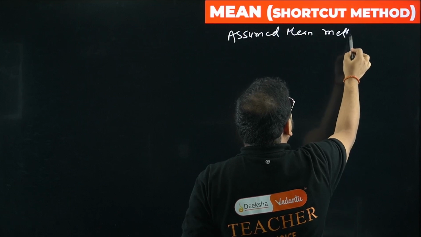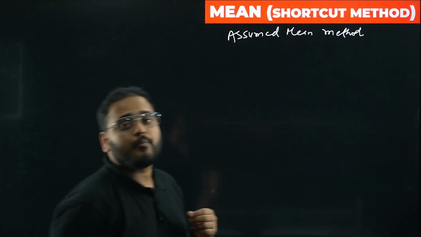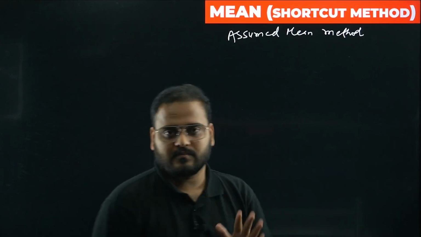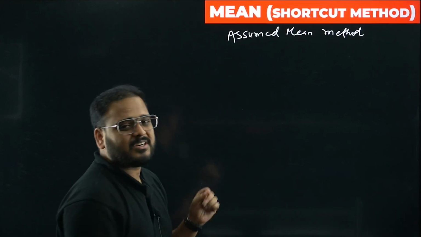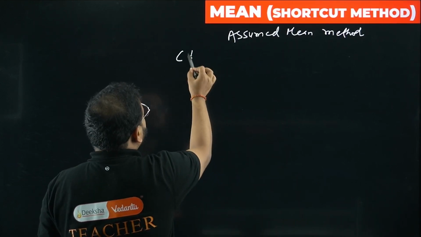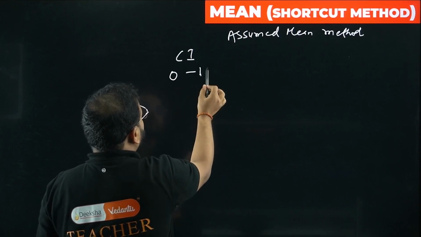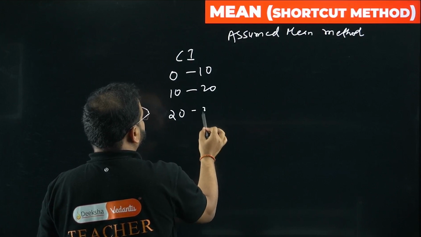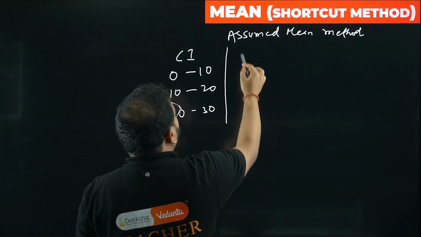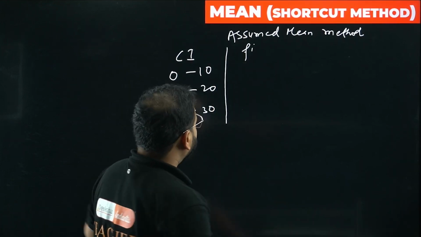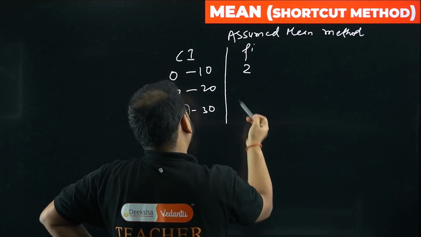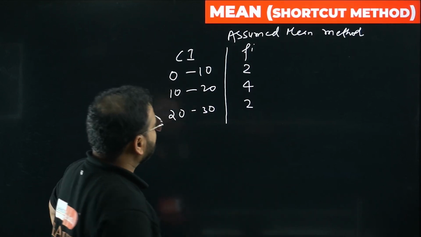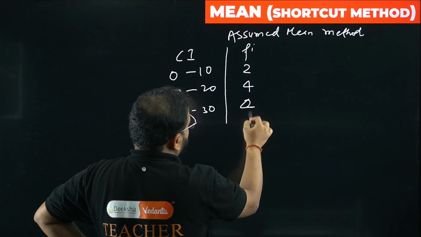Assumed mean method. Okay, why assume mean? What do you do in this? Again, they might give you a class interval or class mark based upon the question category. If it is continuous data, they might give you class intervals. Let's say 0 to 10, 10 to 20, and 20 to 30. Let's say they also gave frequencies: 2, 4, and 4.